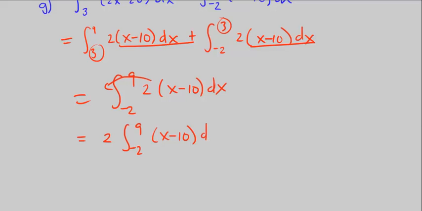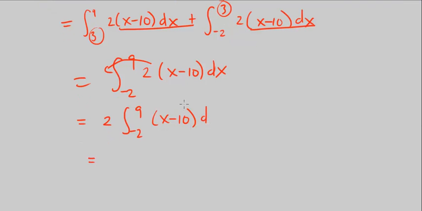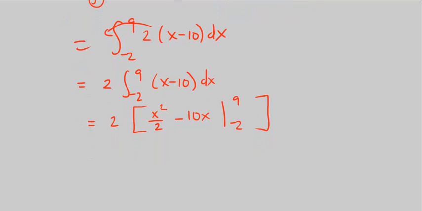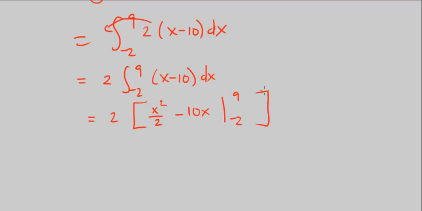Not at all. So now I'm going to take the antiderivative of this, and so that's 2 times. The antiderivative is going to be x squared over 2 minus 10x, and we have the boundaries -2 to 9. And I'm putting these brackets over here because we're still going to multiply by 2. So same thing as parentheses.